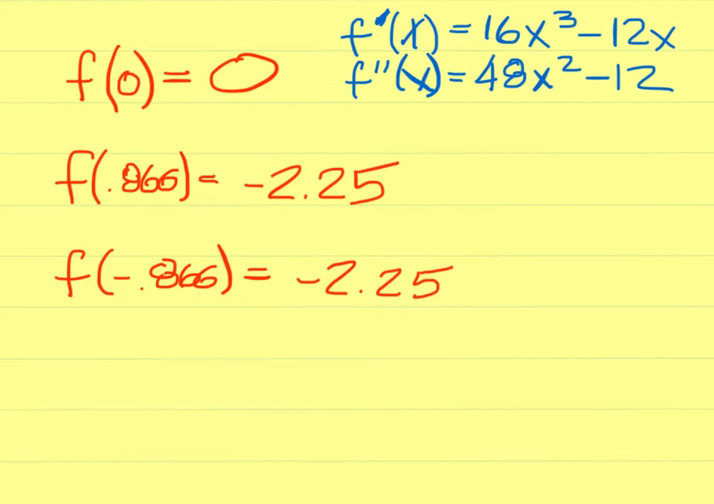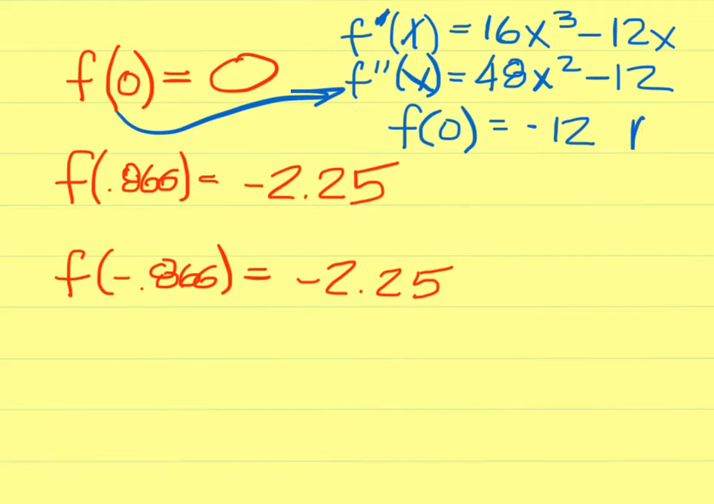What you have to do is plug in your x value into this one. If you put in a 0, what do you get back? You get a negative 12, so that's going to have to be a maximum, and that falls into line with the W shape.